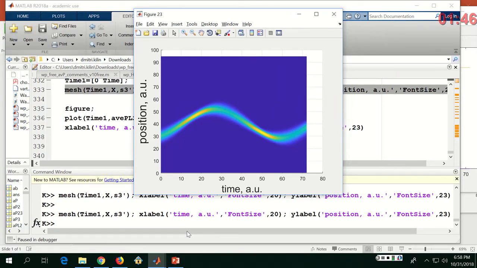Mine doesn't look like that when I mesh it. But it's not harmonic later. Okay, why? How do we get the harmonic one?